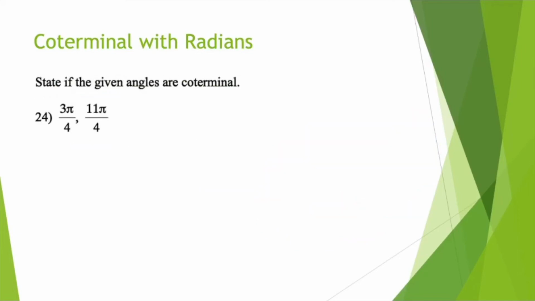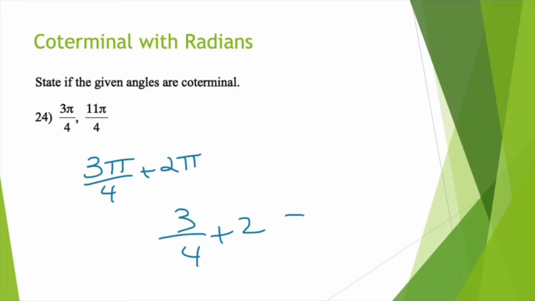Let's now see if these are coterminal. So if I took the 3 pi over 4 and I added 2 pi, will I get the 11 pi over 4? Again, like I said before, if you want to use your calculator to help you, just forget the pi's for a moment and take 3/4 and add 2.